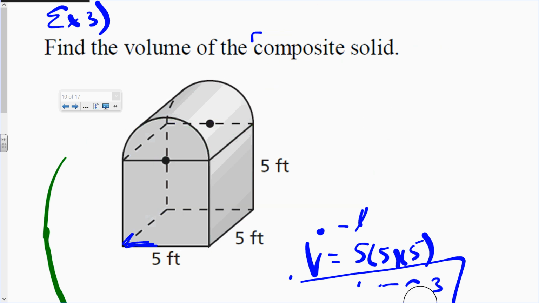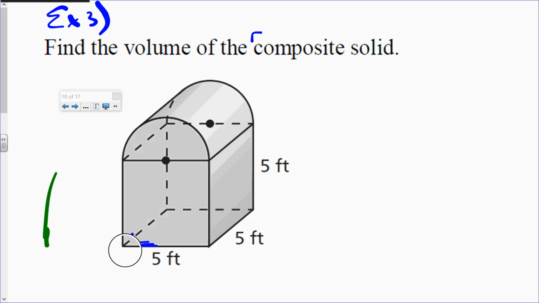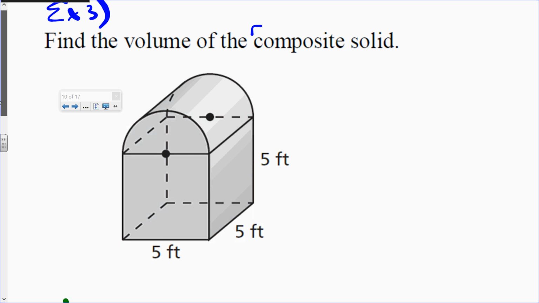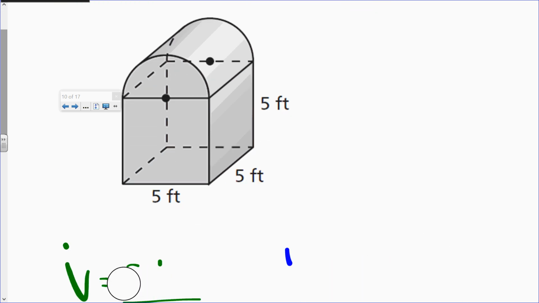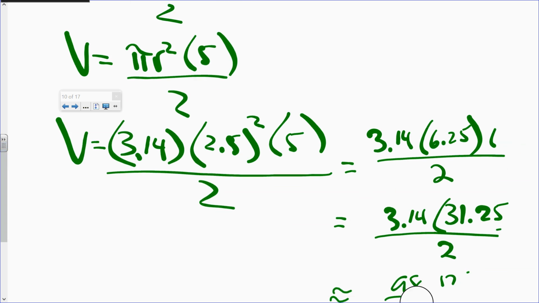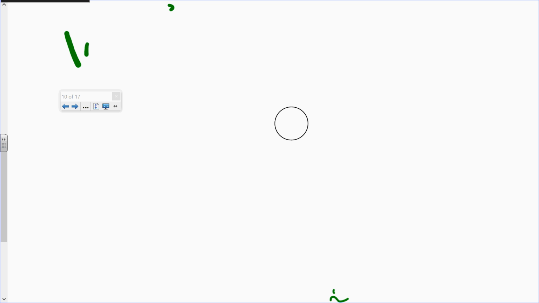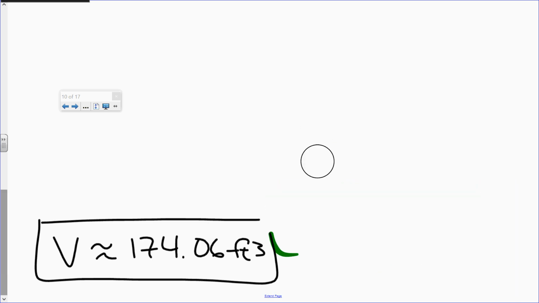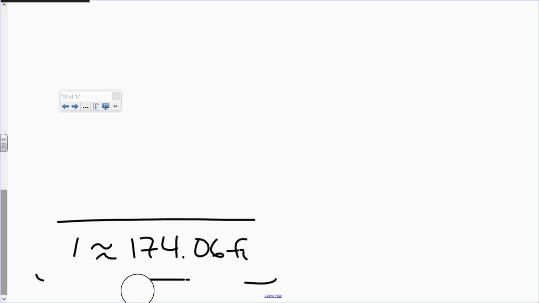I got a funky, what we call a composite shape. It's kind of like a mailbox. So it's a prism. Watch this. You like the mailbox, Ramirez? Don't lie.